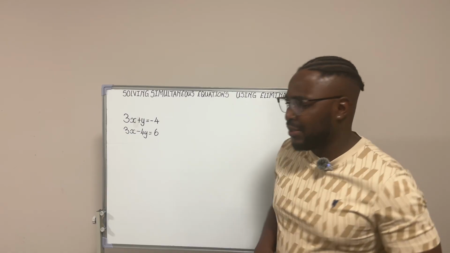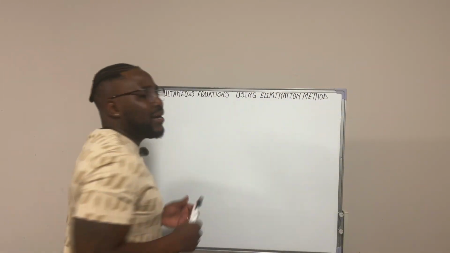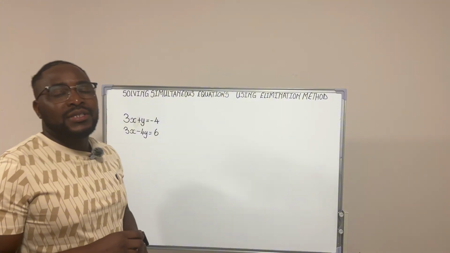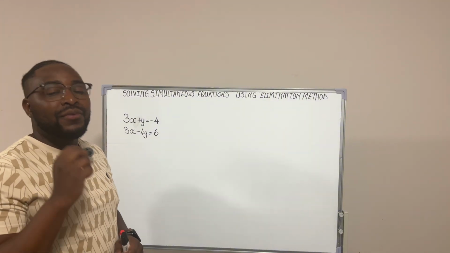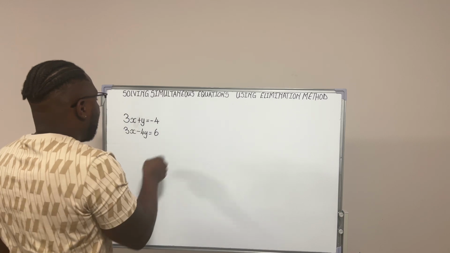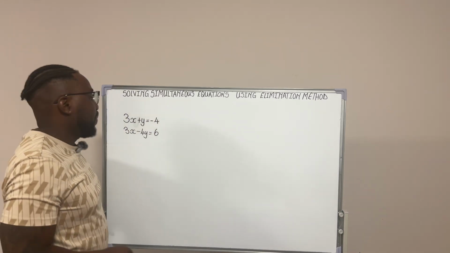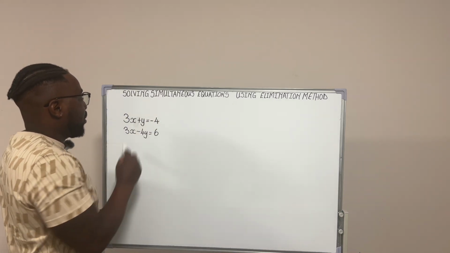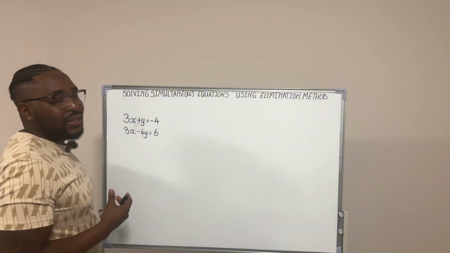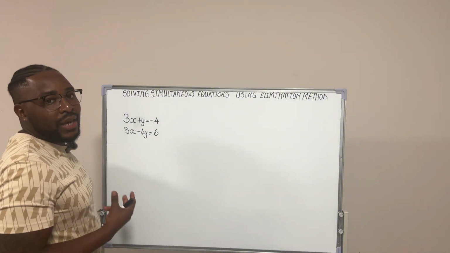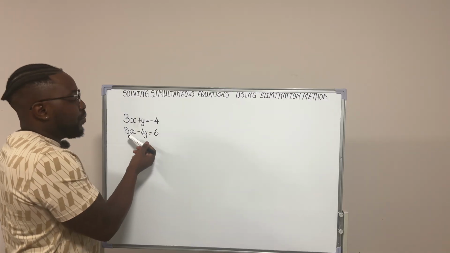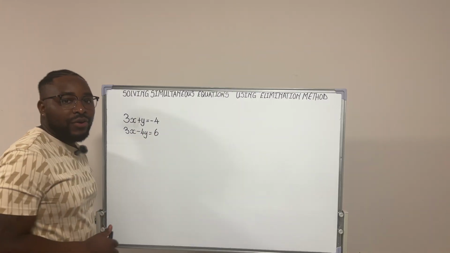Now, what are simultaneous equations? Simultaneous equations are two equations that contain the same variables. What do I mean by that? Let's take a look at this question on our whiteboard. If you look at our first equation and our second equation, you can tell that they contain the same variables: both equations contain the x variable and the y variable.